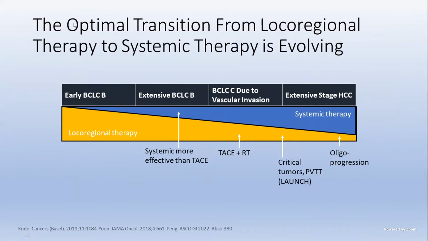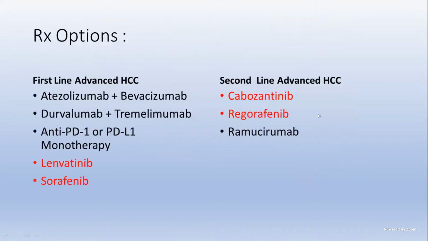So there is a shift from locoregional therapy to systemic therapy evolving. In early BCLC B, yes, locoregional therapy. But in extensive BCLC B and BCLC C due to vascular invasion, with performance status 1 and 2, in extensive-stage HCC, systemic therapy is better than locoregional therapy.